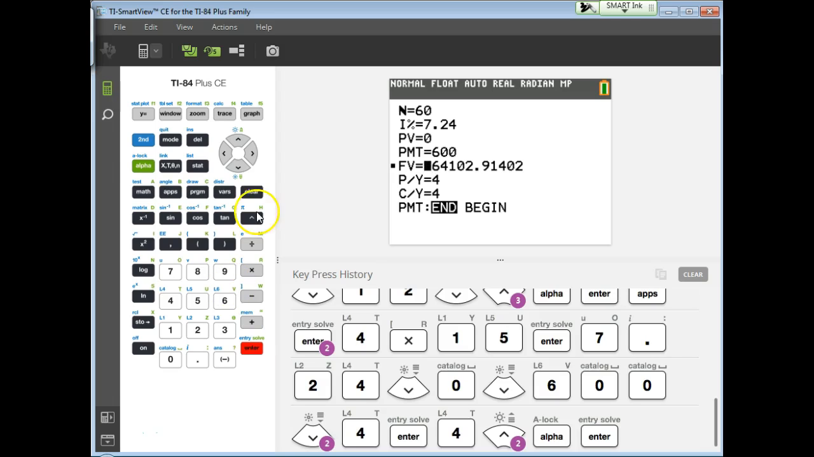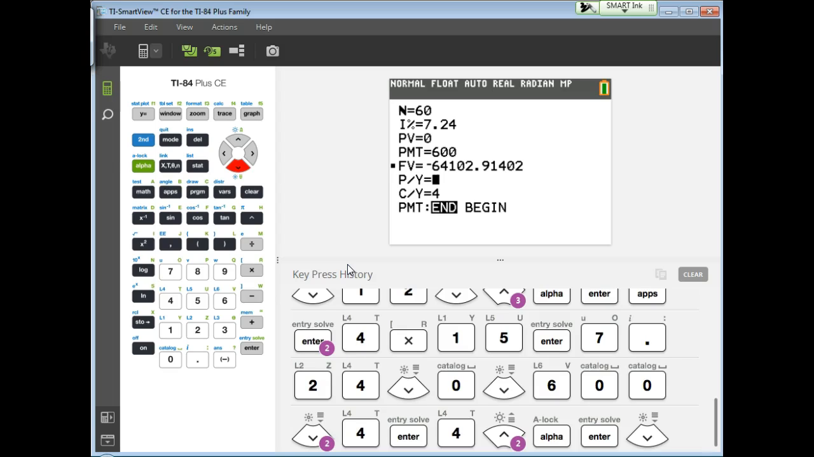So you get a negative number. Can we talk about that? This person's retirement fund or whatever is currently at negative $64,102.91. Now, why is it negative? That's kind of confusing. It's not that he owes the money. It's that the bank owes him. At some point, the bank is going to have to cut a check to him for $64,102.91.